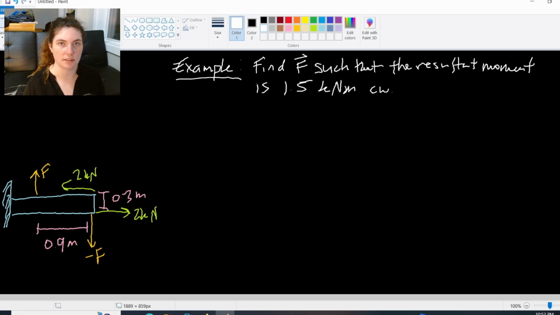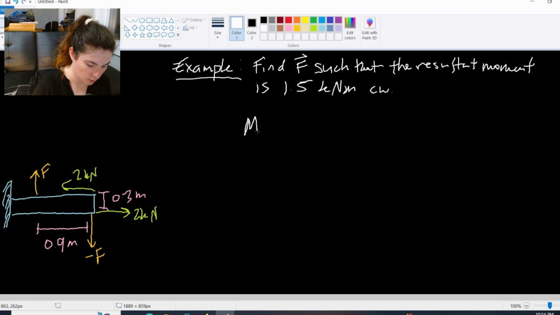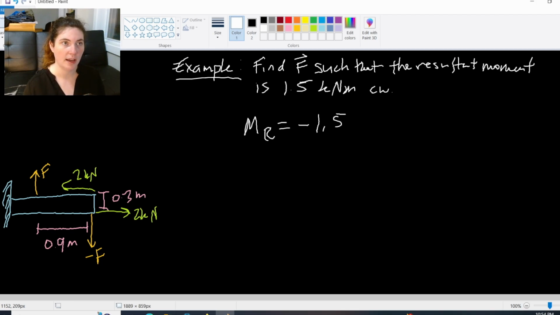Now this example asks us to find the force F, and it gives us the resultant moment, right? It says the resultant moment is 1.5 kilonewton meters clockwise, right? 1.5 kilonewton meters clockwise. That's what our resultant moment is. I'm going to go ahead and write negative 1.5 is our resultant moment. And we can see in our diagram here, we have this beam with two different couple moments listed on it. So the one in green is one that is known, right? We have a known force and a known distance between them.